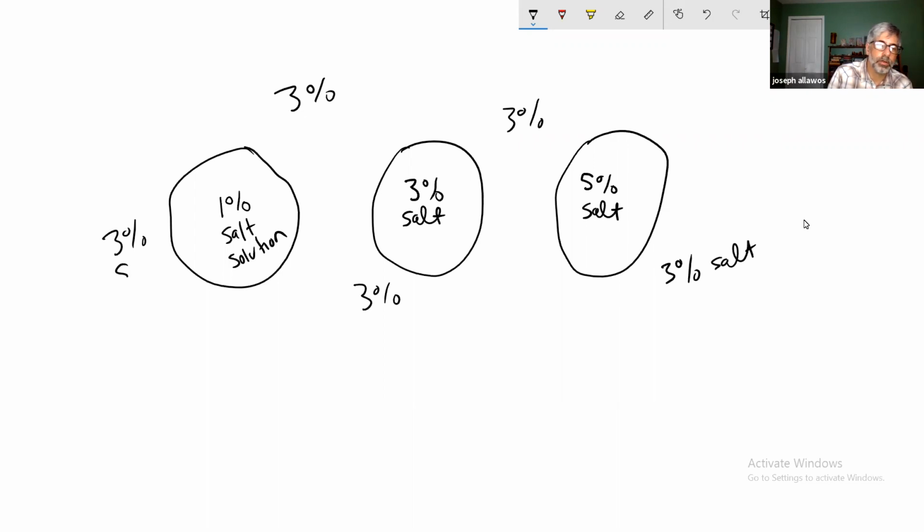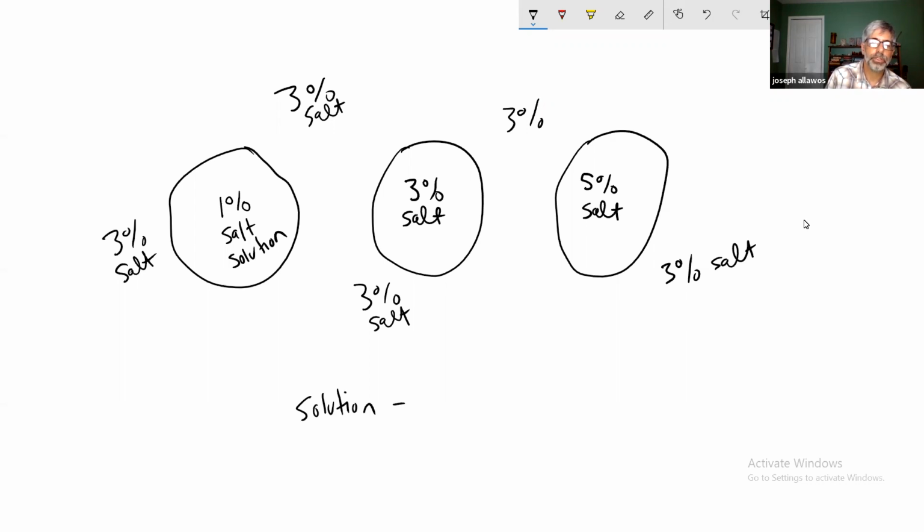And this is all salt. Okay, you get the idea. So now the question is, based upon the law of osmosis, water is going to move in one direction or another based upon a concentration gradient. Okay, so if we look at this first cell, we have 1% salt on the inside and 3% salt on the outside. It's important to understand what a solution is.